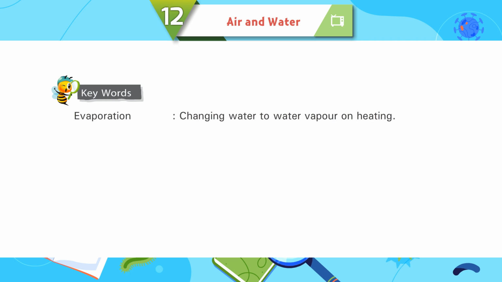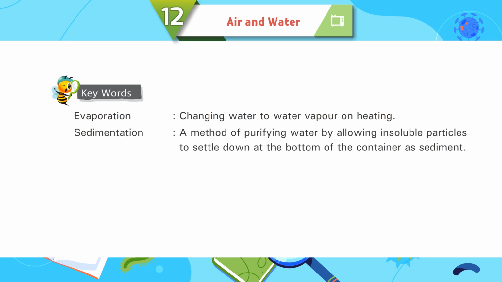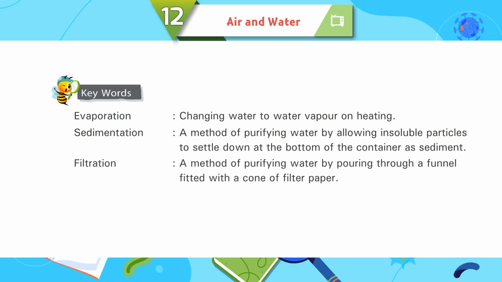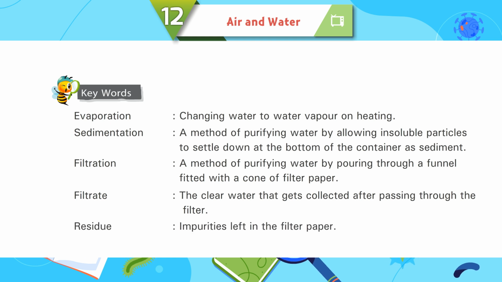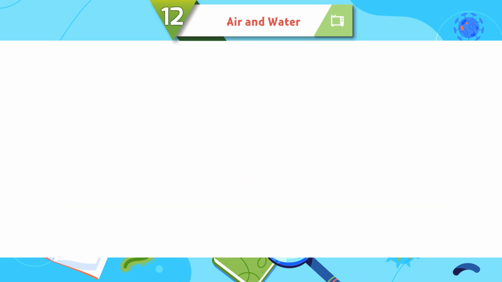Keywords: evaporation, changing water to water vapor on heating. Sedimentation, a method of purifying water by allowing insoluble particles to settle down at the bottom of the container as sediment. Filtration, a method of purifying water by pouring through a funnel fitted with a cone of filter paper. Filtrate, the clear water that gets collected after passing through the filter. Residue, impurities left in the filter paper.